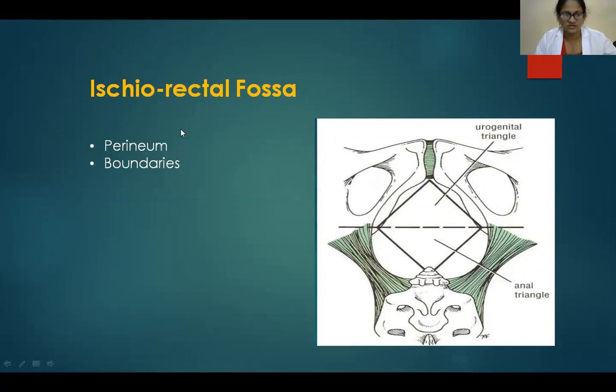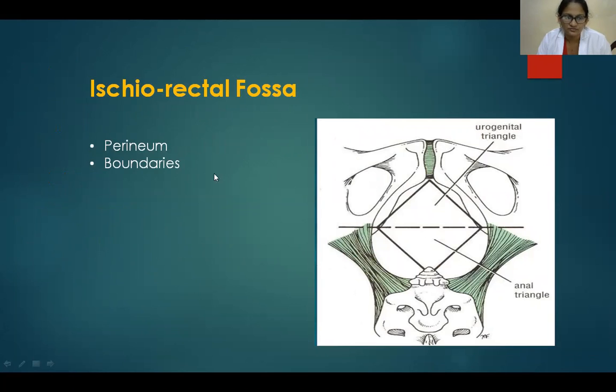Next, we are going to discuss the ischiorectal fossa. On either side of the rectum and anus, on either side of the anal canal, you are going to see the ischiorectal fossa.